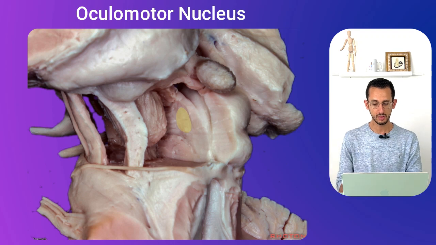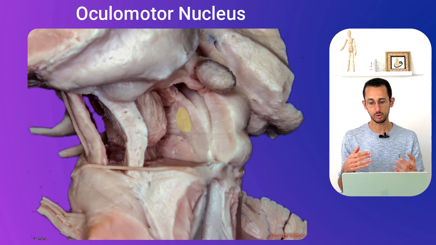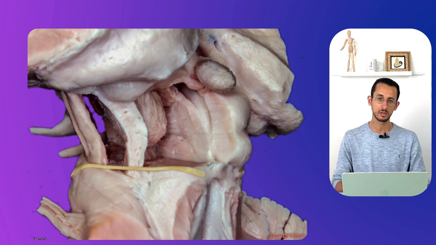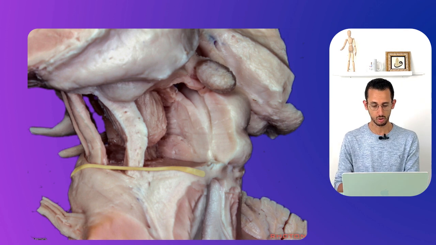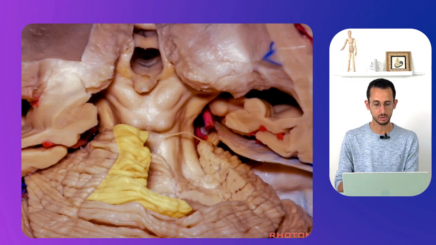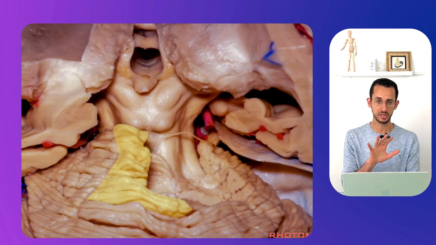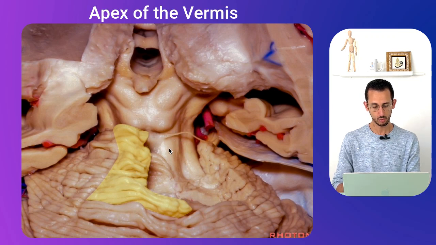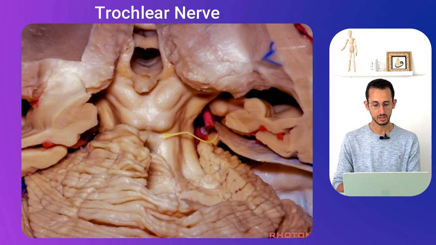The fibers from the trochlear nucleus cross in the midline, as you know, before emerging posteriorly below the inferior colliculus to form the contralateral trochlear nerve. If we look at this picture, we're looking at the posterior superior view. Here is the apex of the vermis, partially removed on one side so that we can see the trochlear nerve. So here it is, the trochlear nerve emerging just below the inferior colliculus.